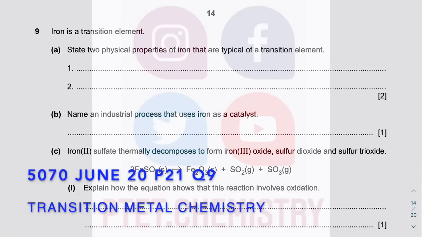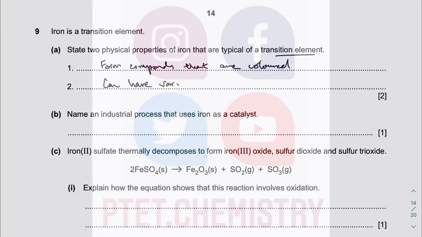Next question, sorry. Transition element properties. So we can say that they form compounds that are colored. They can have variable oxidation states, so they can have many oxidation states in their compounds. You can say that they make good catalysts. Think about your Haber and contact process, for example. And then there are obviously some other obvious ones as well, okay?